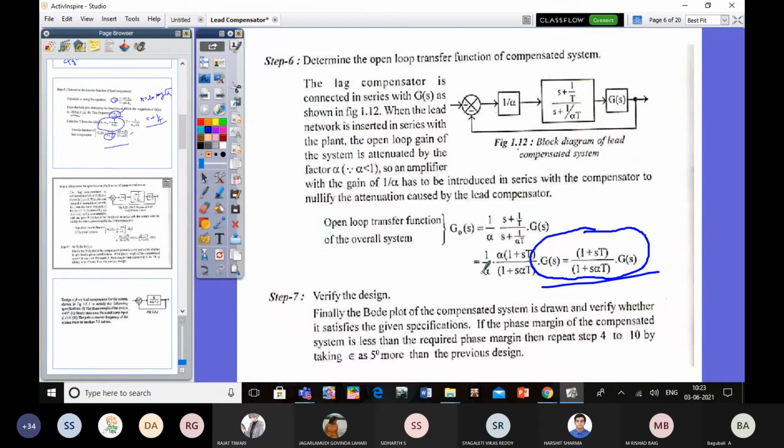But here it is not like that. Once you complete the compensated system, take the compensated system transfer function. Again, you have to draw the Bode plot and determine the phase margin of the system. The compensated system phase margin should equal the desired phase margin. Then only your system will be accepted.